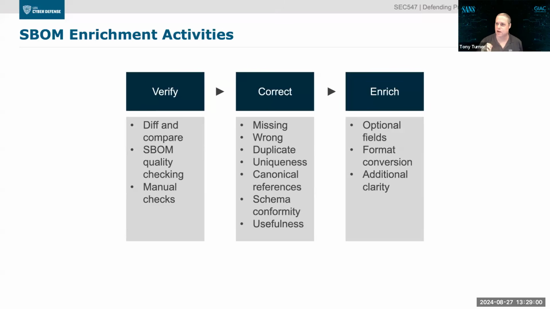We need to address problems with, it could be a schema non-conformance issue where we're using the wrong kind of data block inside of a document, or we don't have good canonical references, a software naming problem, we have bad software names, or maybe we just don't have useful information. Maybe it's just not complete enough for us to be able to use, and we need to fix those problems.